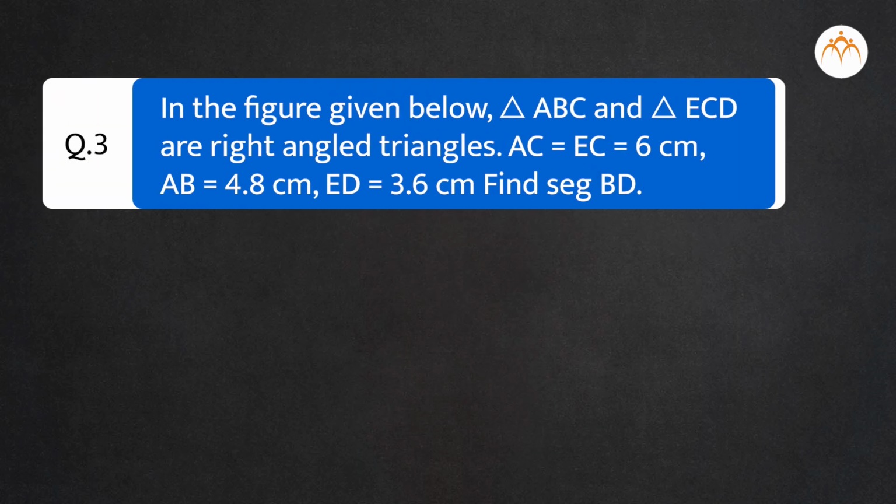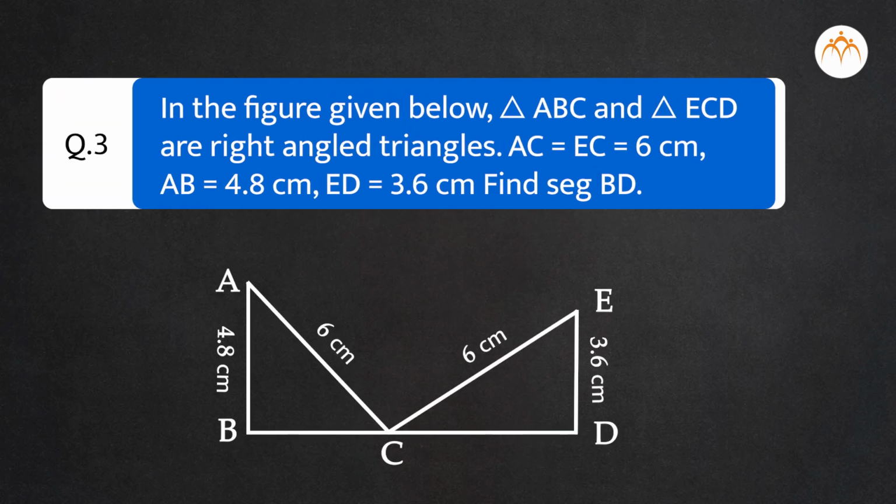In the figure given below, triangle ABC and triangle ECD are right angle triangles. AC is equal to EC is equal to 6 cm. AB is equal to 4.8 cm. ED is equal to 3.6 cm. Find segment BD.